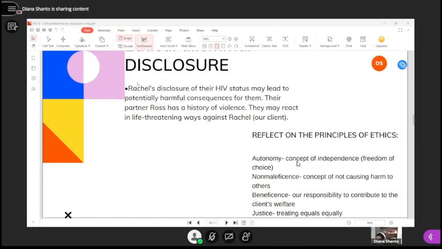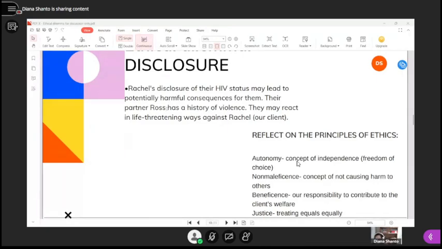Their partner Ross, c'est-à-dire Rachel's partner Ross, has a history of violence. Ross may react in life-threatening ways against Rachel. Donc, vous voyez, des fois, les pronoms they, them, ça peut être confusing.